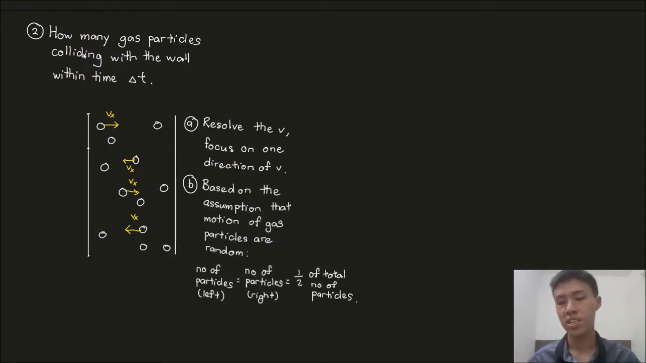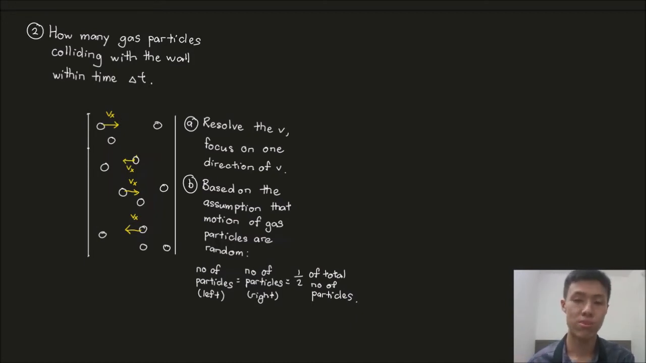So what we are saying here is half of the particles are moving to the left, half of the particles are moving to the right. So there should be half of the total amount of particles going to the left, half of the total amount going to the right. That's the assumption that we make because we assume that the motion of gas particles is random. If we look at this simple diagram here, you can see I have two arrows pointing to the left, and I have two arrows here pointing to the right.